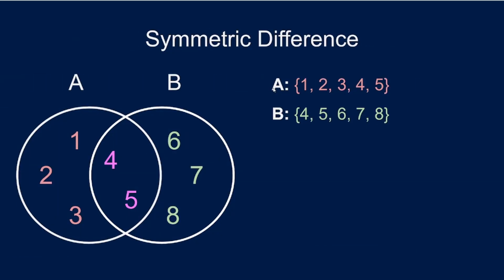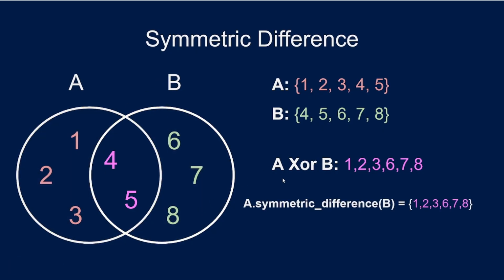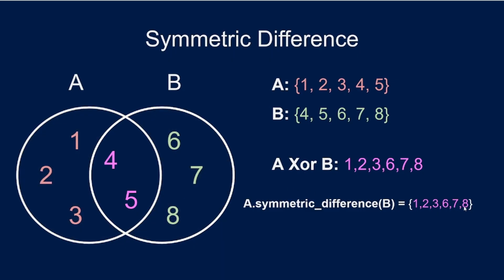The symmetric difference method returns a set of all elements that are unique to either A or B. You can think of this as an exclusive OR. For example here, all elements unique to A are 1, 2, and 3, and all elements unique to B are 6, 7, 8. Therefore, A symmetric difference B would be 1, 2, 3, 6, 7, 8. And this is also commutative. It's essentially elements that are in A or B, but not in A and B, so excludes 4 and 5.